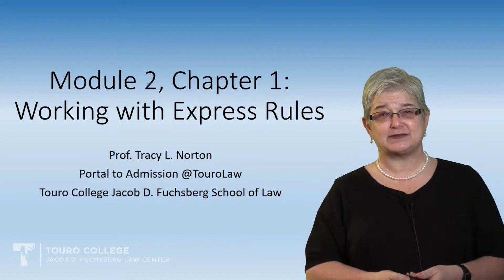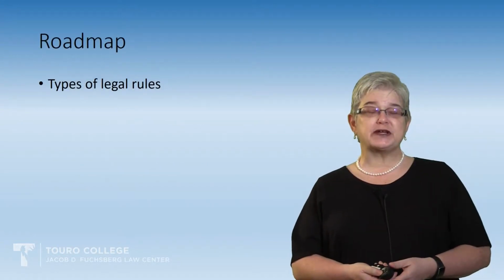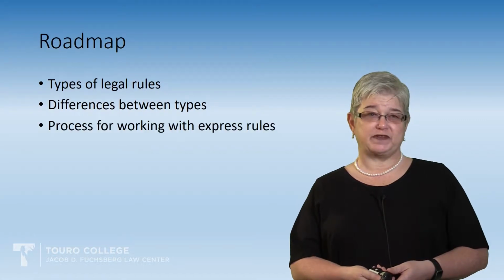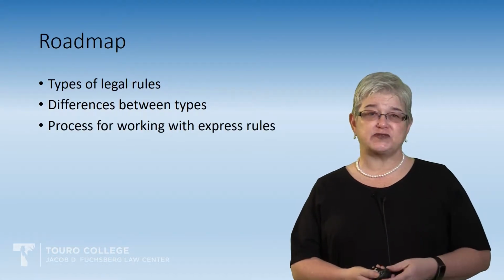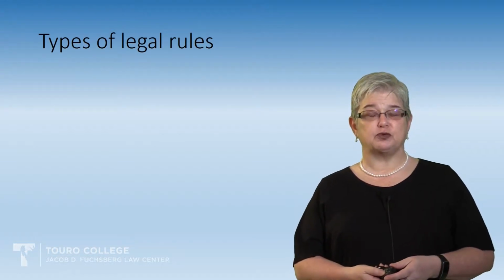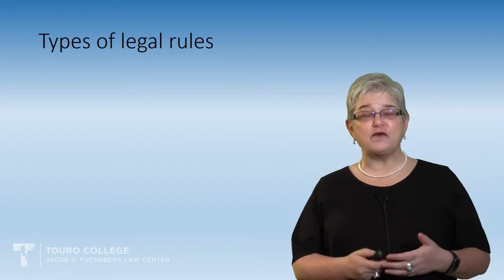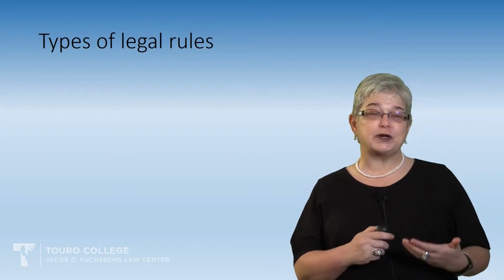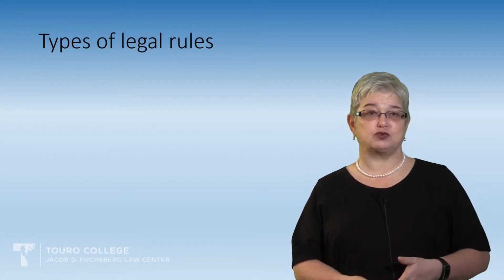projected outcomes for clients. So first we're going to talk about the different types of legal rules, then the differences between the types, and then a process for working with express rules. So the different types of legal rules. Basically, there's some overlap between common law and enacted law, and then between express rules and synthesized rules.